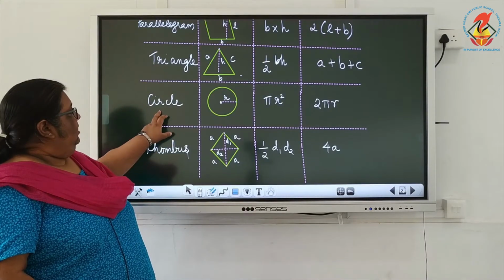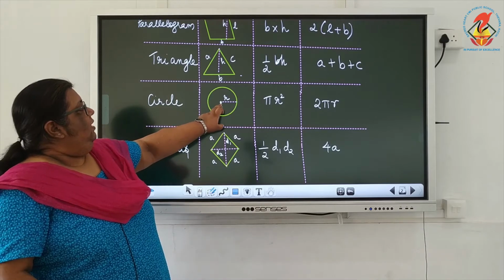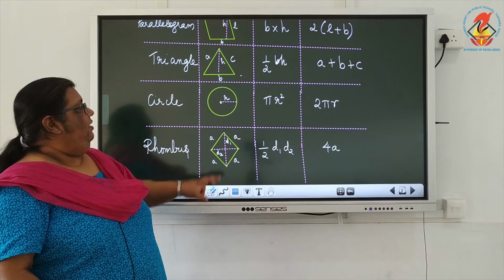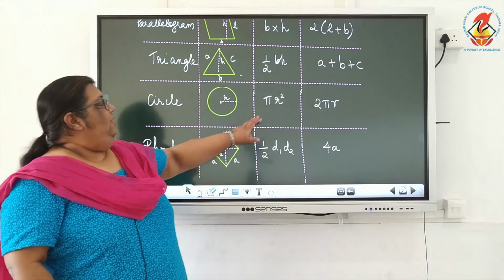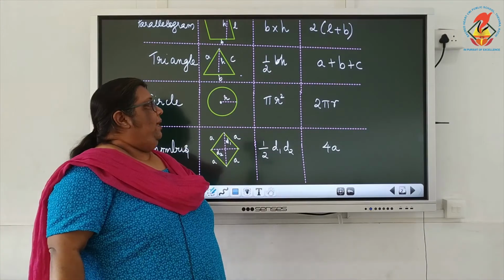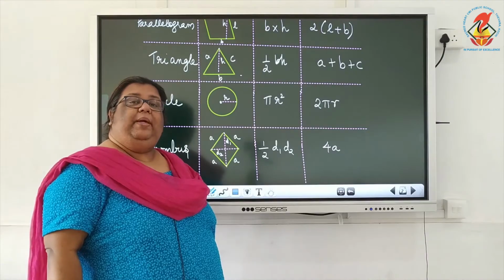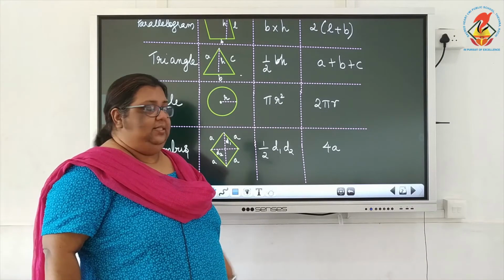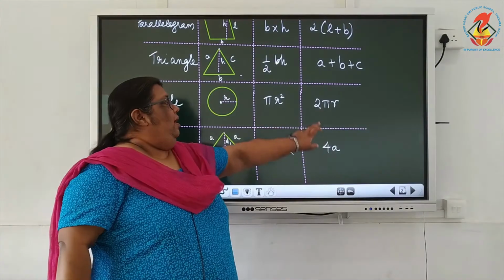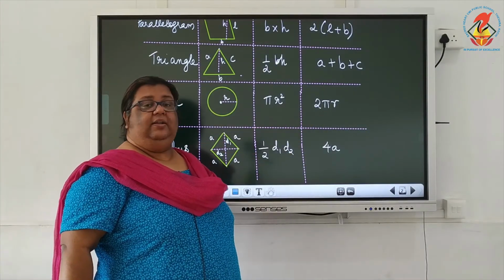Then comes the circle. Circle with center is given here. R is the radius of the circle. Then the area of the circle is pi r square and the perimeter of the circle, which we call the circumference, is 2 pi r, where r is the radius.